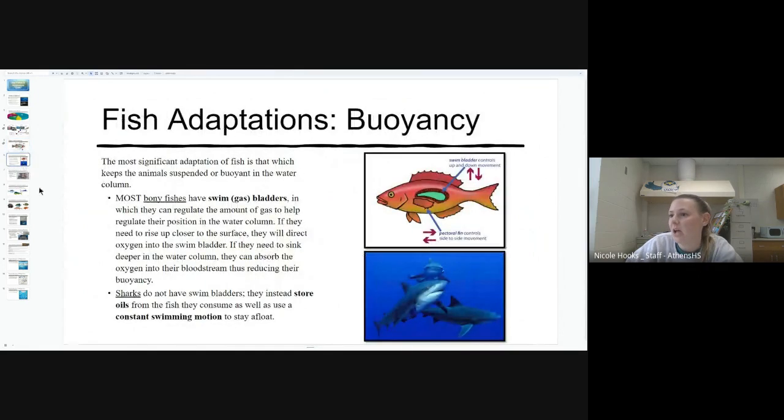All right, fish adaptations. Biggest adaptations they have are buoyancy, sensory systems, and reproduction. And so we're going to talk about that, as well as locomotion. So we're going to talk about all of those.